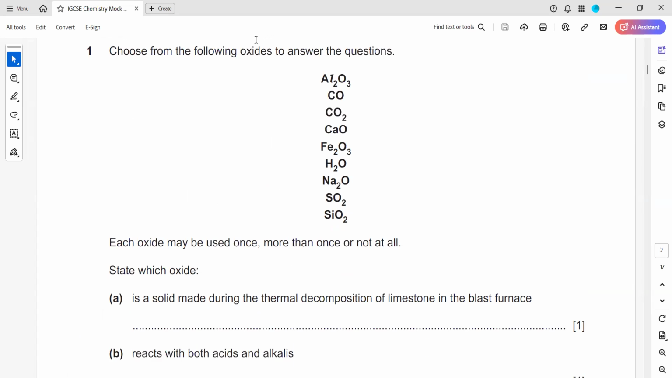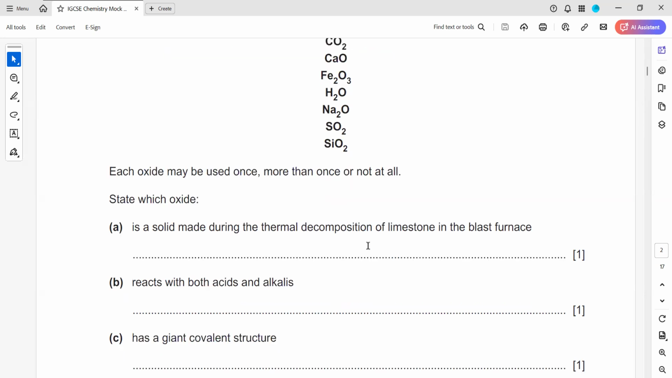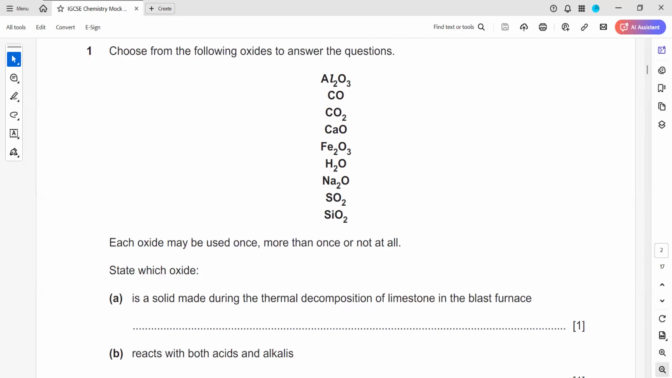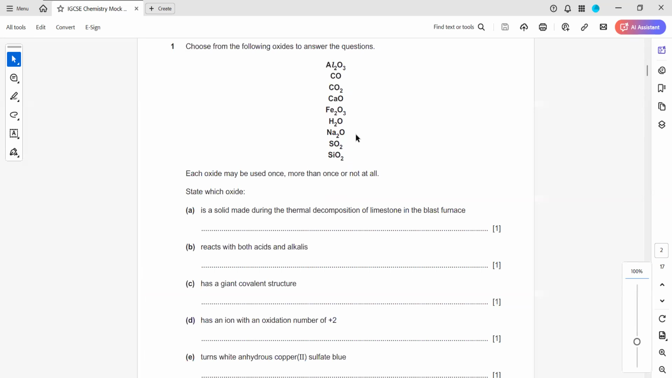This was a mock 5 last week. Choose from the oxides to answer the question: aluminium oxide, carbon monoxide, carbon dioxide, calcium oxide, iron(II) oxide, water, sodium oxide, sulfur dioxide, silicon oxide. Each oxide may be used once, more than once, or not at all. State which oxide is a solid made during the thermal decomposition of limestone. Limestone is calcium carbonate. Calcium carbonate decomposes into calcium oxide and carbon dioxide.